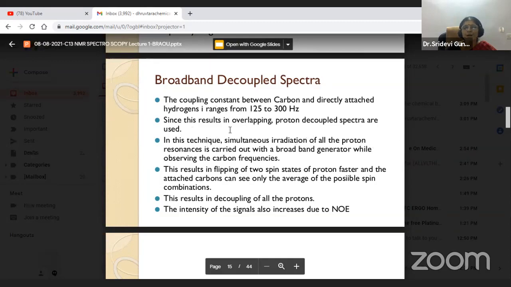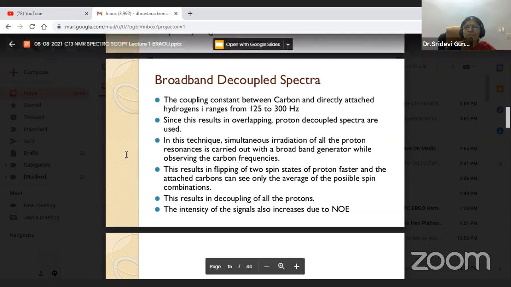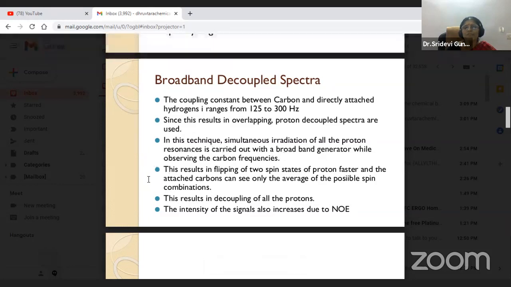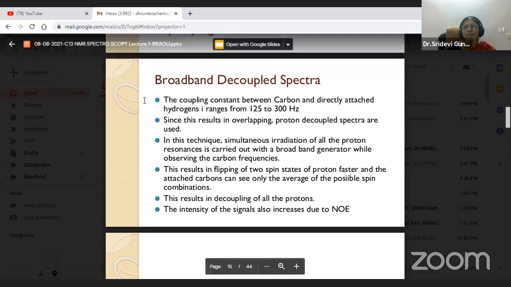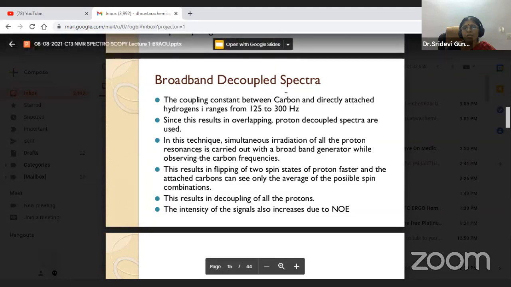That means all the protons will be flipping from low energy state to higher energy state very fast, because here we are not giving any time for them to relax. They go through faster transitions from lower energy state to higher energy state, again and again. That is the reason why the attached carbon will not be able to see whether the hydrogen is present in the lower energy state or in the upper energy state.